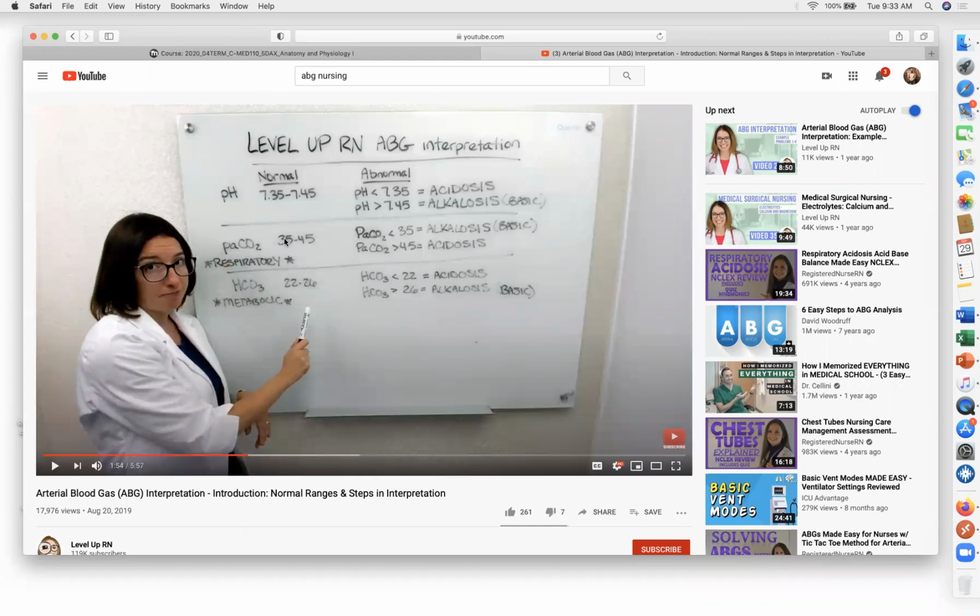Now, do you guys notice that 35 and 45 are like the last 2 digits of this? It's a common thing memorization-wise. You know that pH should be around 7.4, so you split the difference at 7.35, 7.45. Then you have 35, 45, and PaCO2 is the partial arterial pressure of carbon dioxide. That's what PA means. And pH means the negative log of the concentration of the hydrogen ion. And of course, this is bicarb.